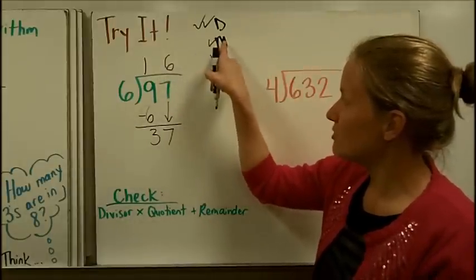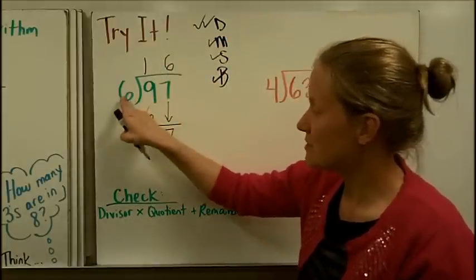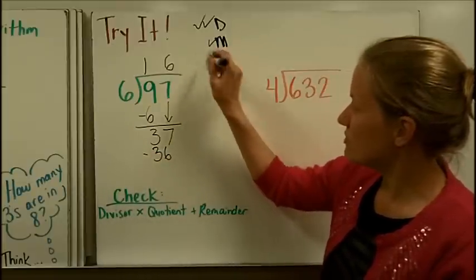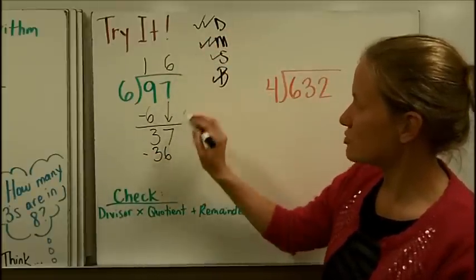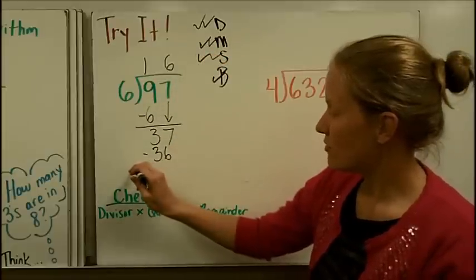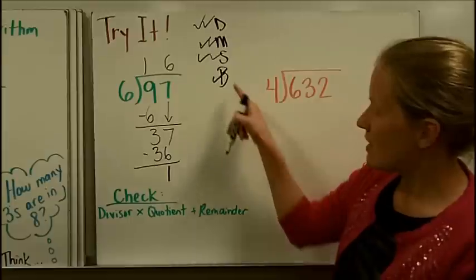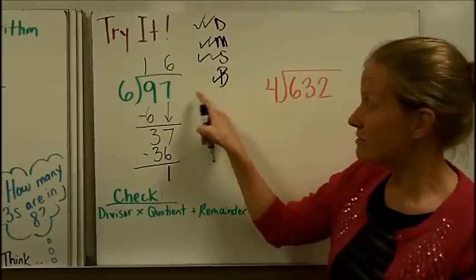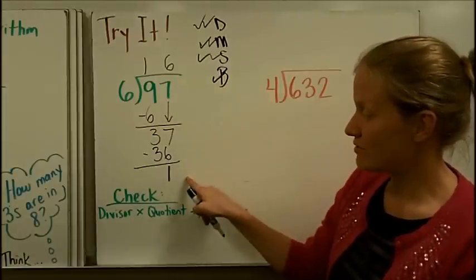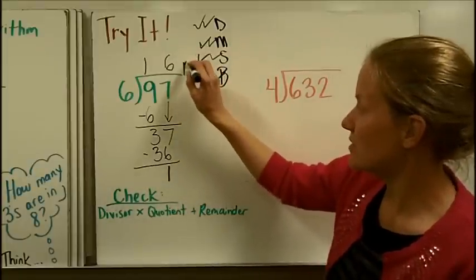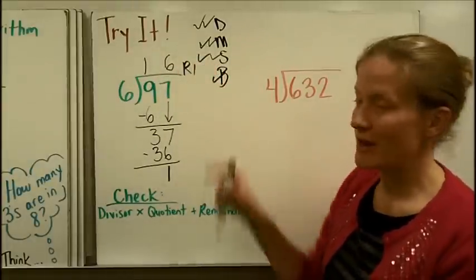Now I'm going to multiply. 6 times 6 is 36. So I've just multiplied, now I'm going to subtract. 37 minus 36 is 1. Now I'm going to see, is there anything else left to bring down? There's nothing left to bring down. So this number here is my remainder. So my answer is 16, remainder 1.